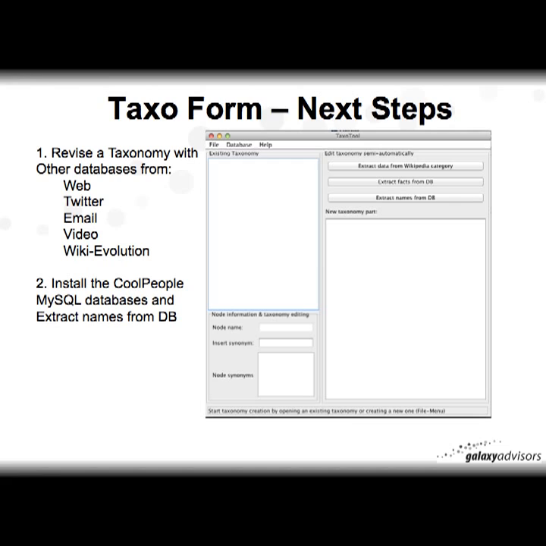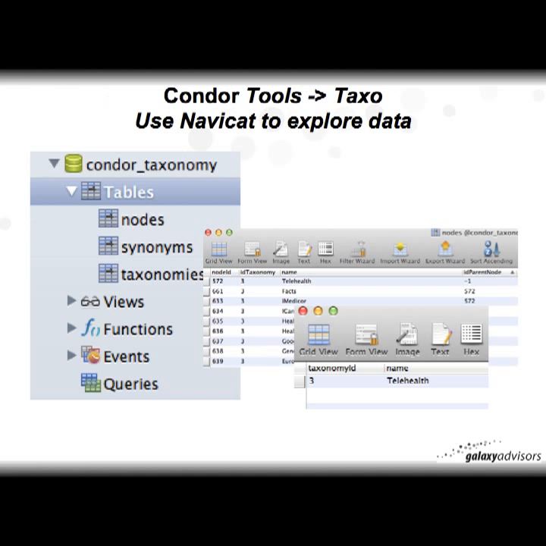The second next step could be to install the Cool People MySQL databases and extract the names from the database. You can use Navicat to explore your databases using the Taxo tool. With the Taxo tool, you get the Condor taxonomy, and if you use Navicat, you can see the tables there. You can see the taxonomies that we created and the taxonomy IDs.